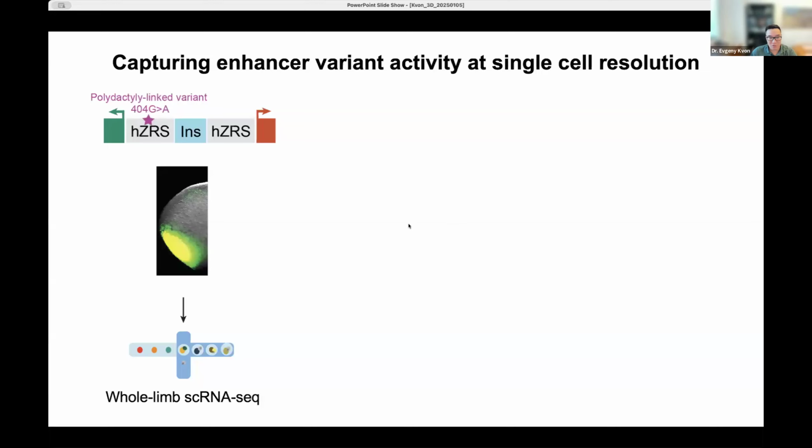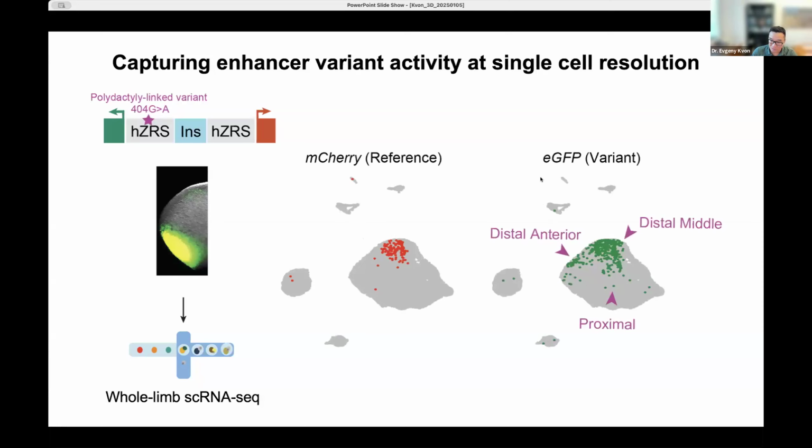And then we can also perform single cell experiments now from this dual fluorescent mice, and then identify cell populations where enhancer is misregulated, right? So in this case, this is a UMAP plot where you can see mCherry expression. And then if you look at the GFP expression that is driven by the gain of function allele, you can see this ectopic cell population shown here, right? And you can characterize gene expression there.